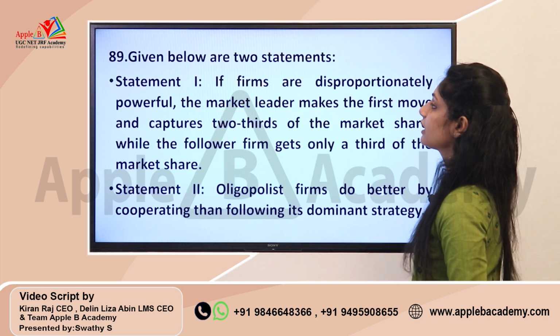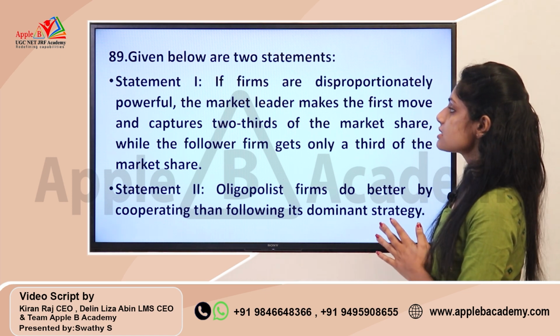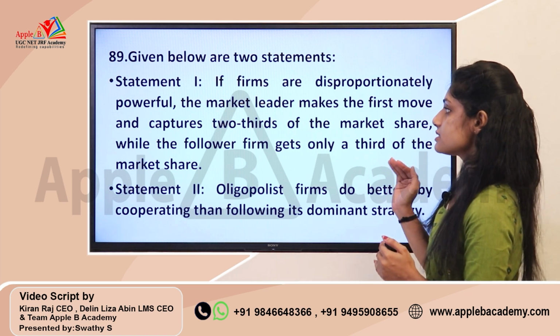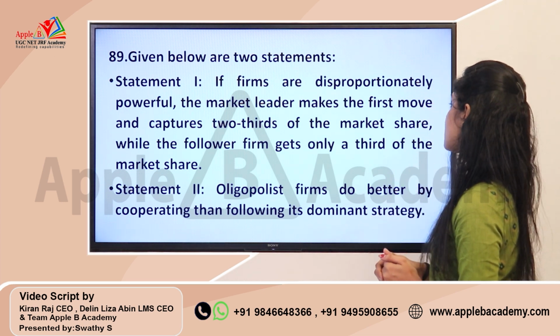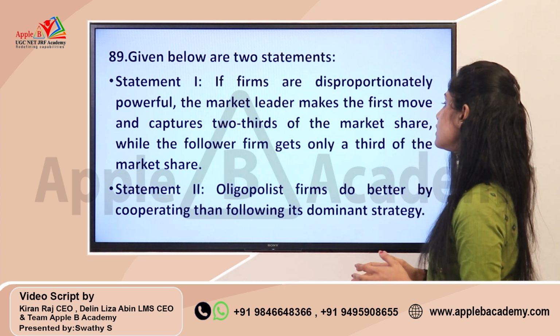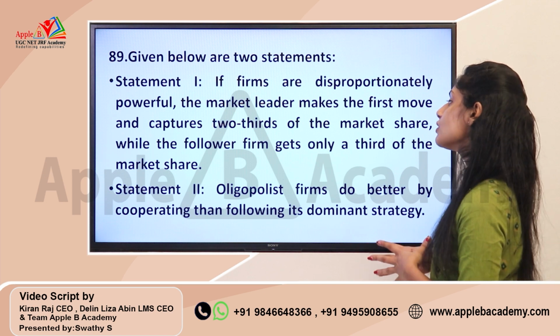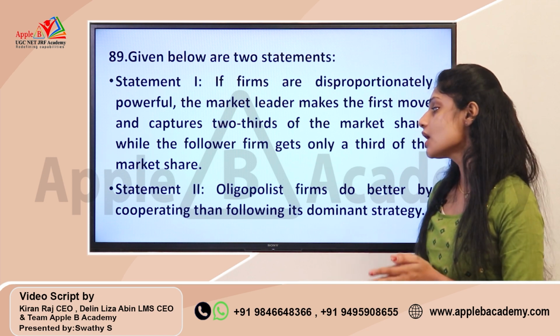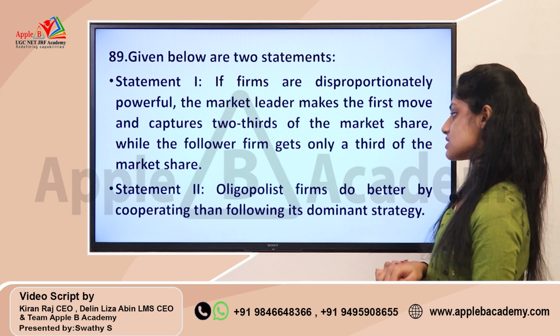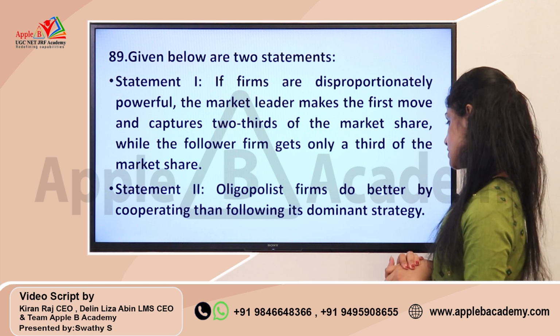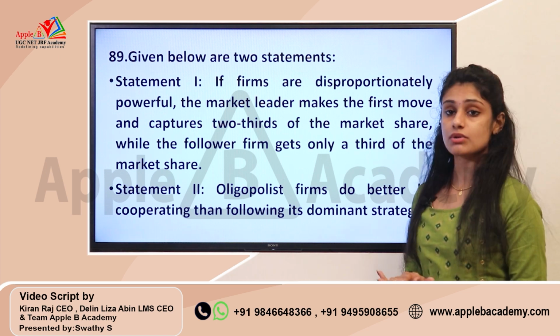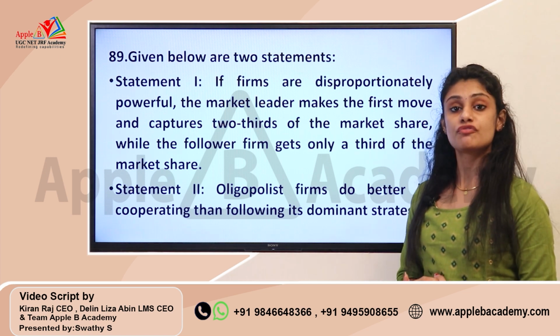Question number 89. Given below are two statements. So this is actually in statement 1, if firms are disproportionately powerful, the market leader makes first move and capture 2/3 of the market share, while the follower firms gets only 1/3 of the market share. And statement 2 says that oligopolistic firms do better by cooperating than following its dominant strategy. So this is also a question from economics, and again it's from forms of market.